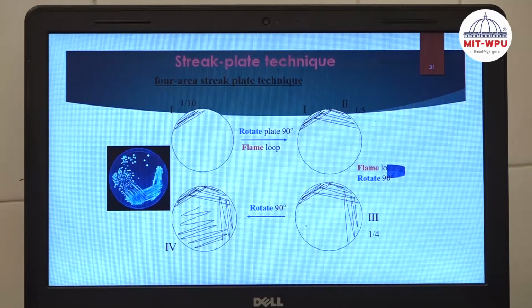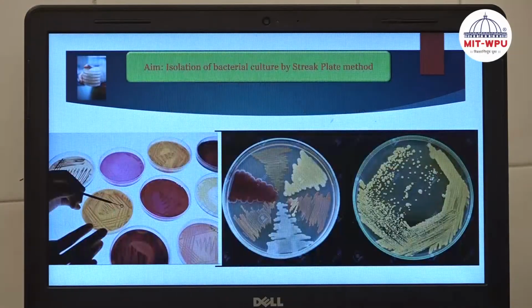After getting done with the entire streaking process, you have to close the plate. Then after closing the plate, you have to transfer it to the incubator. What is an incubator? An incubator is an instrument where bacteria get all favorable conditions like temperature and oxygen for their growth, and nutrients are obtained from the culture media. So this is the growth.